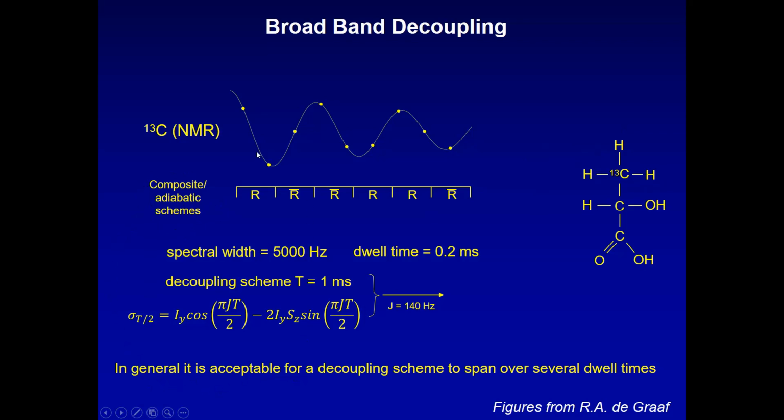We want the decoupling scheme to span over several dwell times. Dwell time is how long it takes to get each point in the channel that you're observing. So the carbon-13 is what we're observing in this example. The time between each dot is the dwell time. And we want the decoupling scheme to cover several of these dwell times. It is possible by doing this to achieve broadband decoupling at power levels that are acceptable and safe in vivo. We still have to watch the limits carefully, but it can be done effectively.